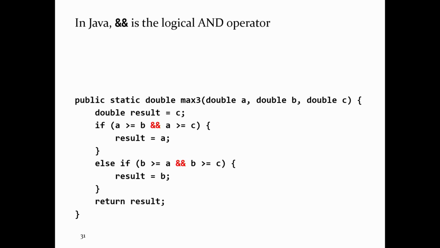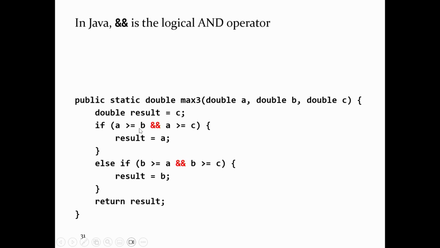Okay, another difference is Python uses the word and for its logical and operator, and it uses or for its logical or operator, and it uses not for its logical not operator. Java does not use words for those operators. So the and operator in Java is the double ampersand. You have to be careful with this because there is also a single ampersand operator. In Java, if you want logical and, it's the double and.